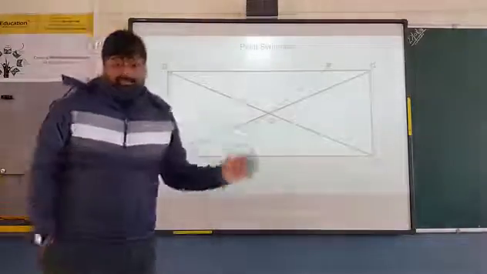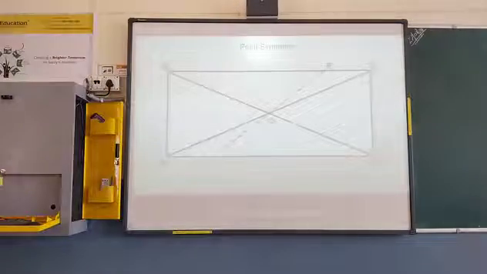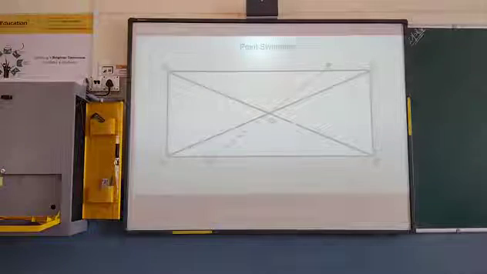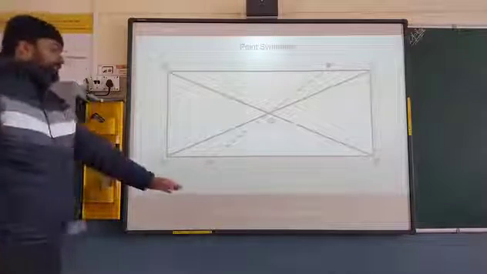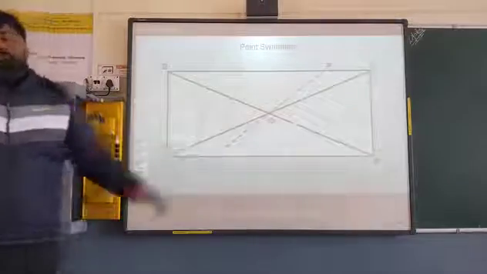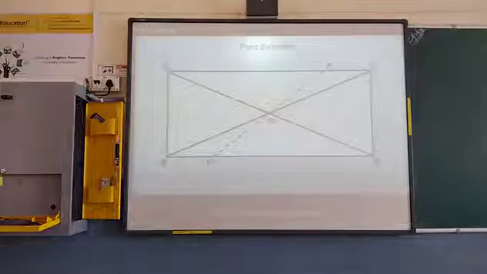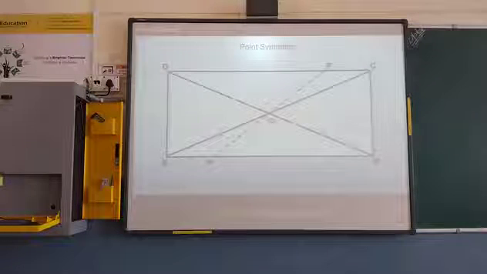So P dash is the point opposite to P, and they are both at the same distance from the other side. This is what point symmetry is. Thus P dash is directly opposite to P. I hope it is clear to all.